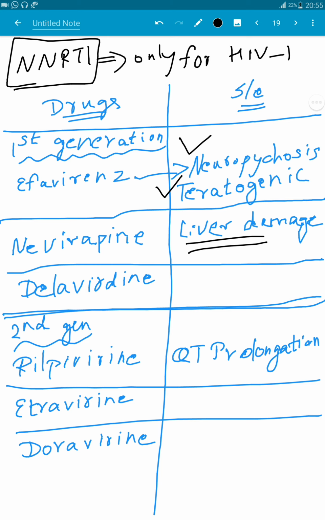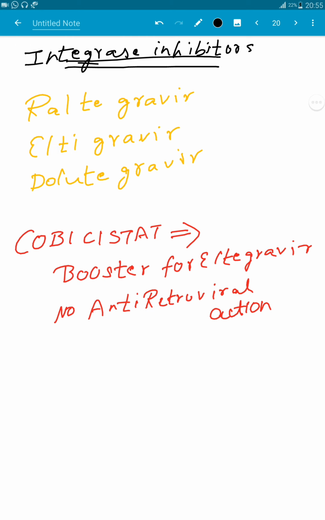Another drug is delavirdine. And the second generation drug is rilpivirine. It causes QT prolongation. And etravirine and doravirine. So the main thing you have to keep is efavirenz, neuropsychosis, and teratogenic. Nevirapine is liver damage. Next, integrase inhibitors.